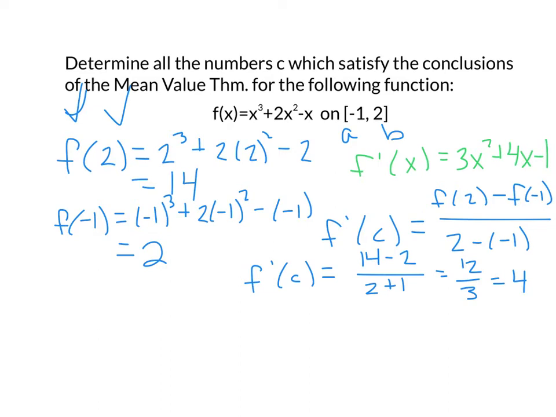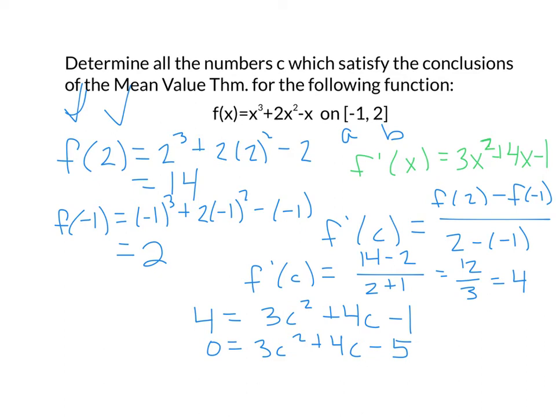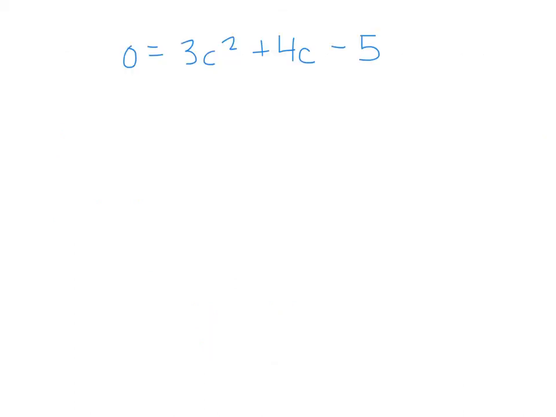So I want to know, when does 4 equal 3c squared plus 4c minus 1? I'm trying to find what c values make this work. So I'm going to make it equal to 0. So I have 3c squared plus 4c minus 5. And then I need to solve this. It multiplies to 15 and it has to factor to 4. Okay, so I don't think I can factor that, so I'm just going to use the quadratic formula.